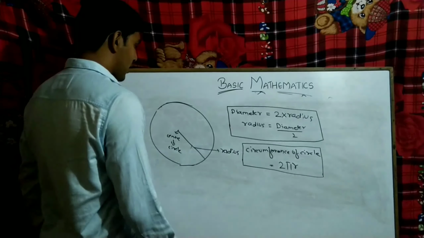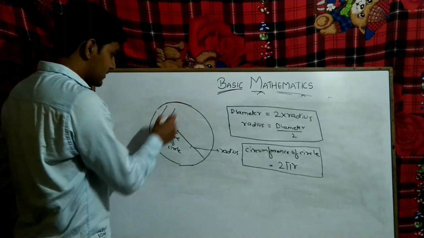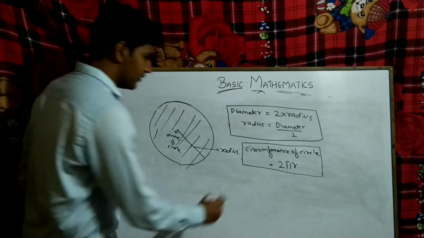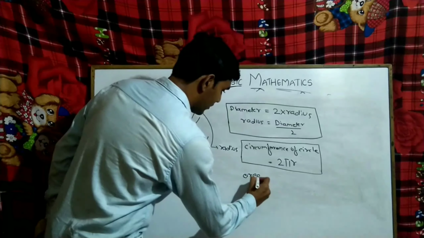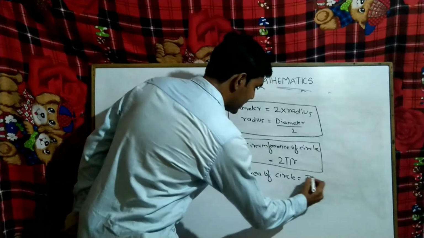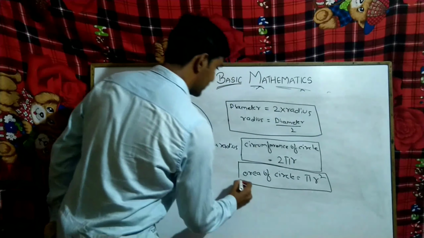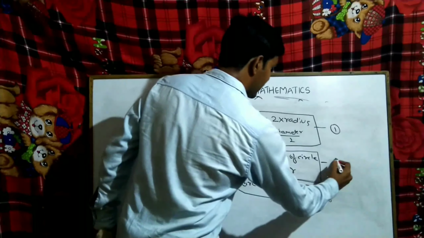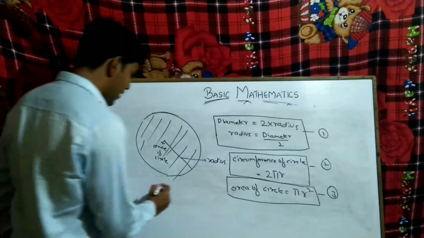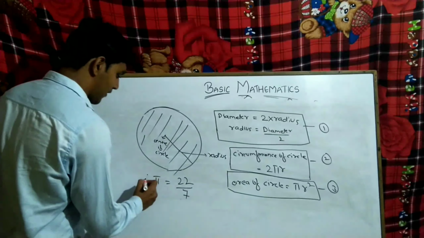Clear everyone? Now the last point, area of a circle. Area of the circle means this area. So how to find the area of the circle? Area of a circle is equal to pi r square. So this is also important. These 3 are very important. Now remember one more thing, the value of pi is equal to 22/7. You have to know this.